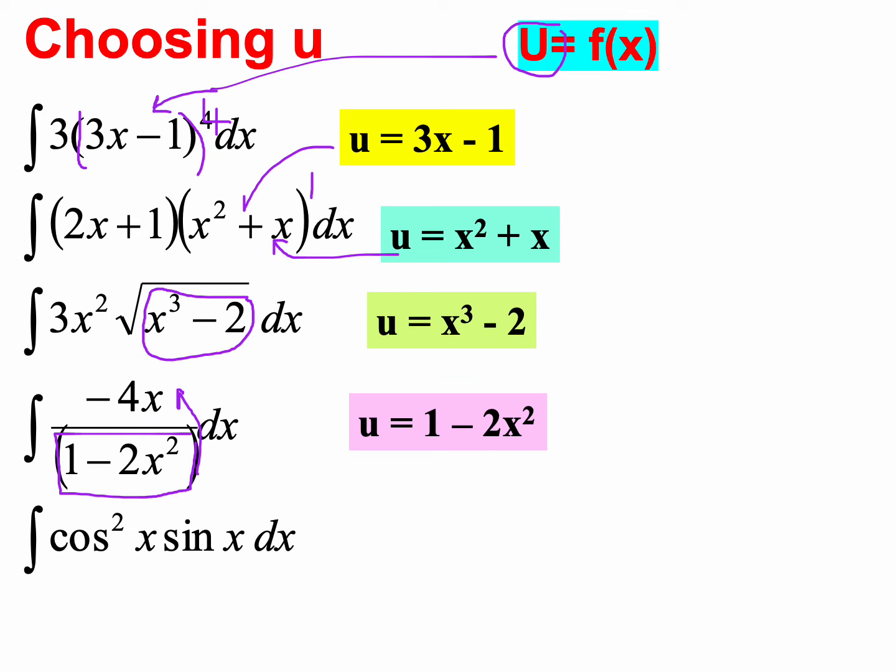The last question here, we have cosine square and sine. We can see here clearly that the cosine is raised to a power, so that means u is the cosine x.